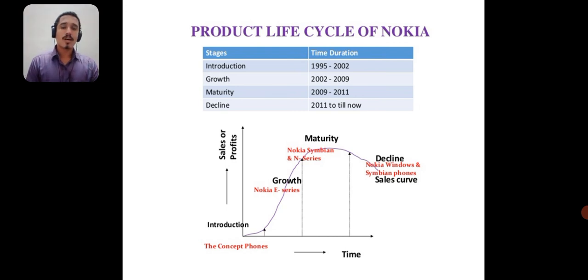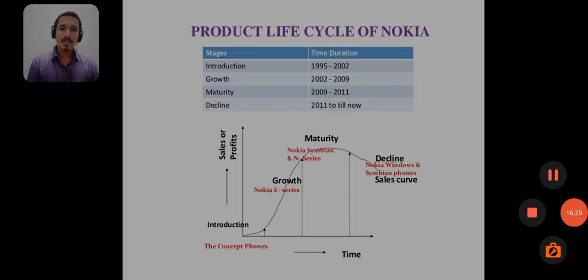Then they started with N series, N73, N91, right? Then when they started to go towards the maturity or decline stage, they started to improvise with Nokia Windows and Symbian phones, but it was too late for them because of the competition and various other factors. So this is the product life cycle example, the best example we can find, right? There are various, I have just picked one. Okay, let us see the remaining things in the next class.